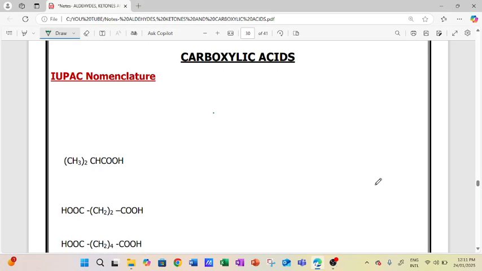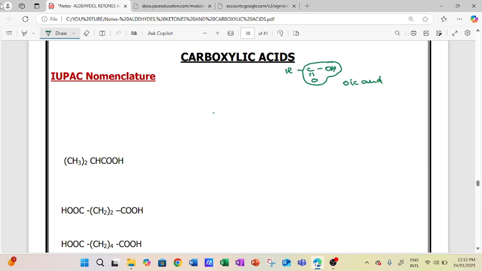Hi friends, today let's study the nomenclature of carboxylic acids. As we know, carboxylic acids are organic compounds with the functional group C double bond OH, COOH. RCOOH is a general representation of a carboxylic acid. So if a carboxylic acid group, COOH, is present in an organic compound, the suffix name is oic acid.